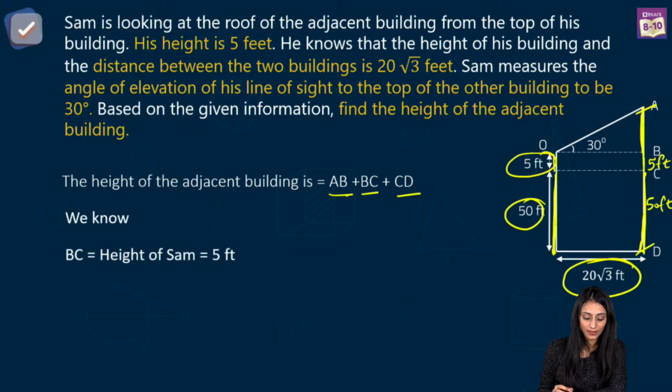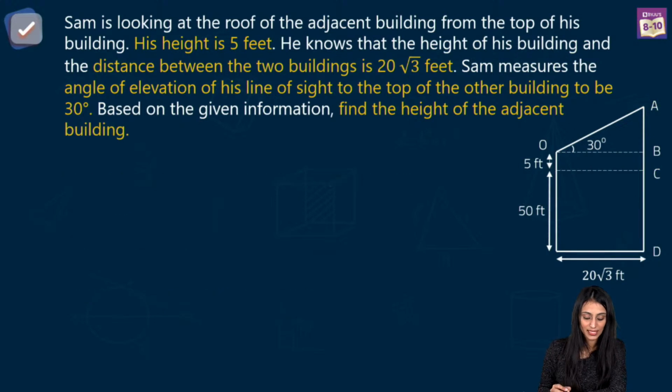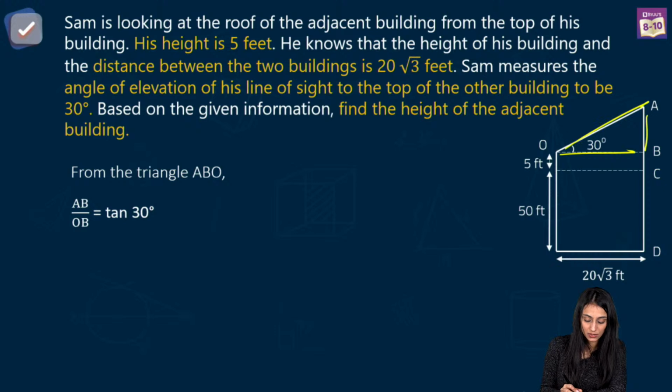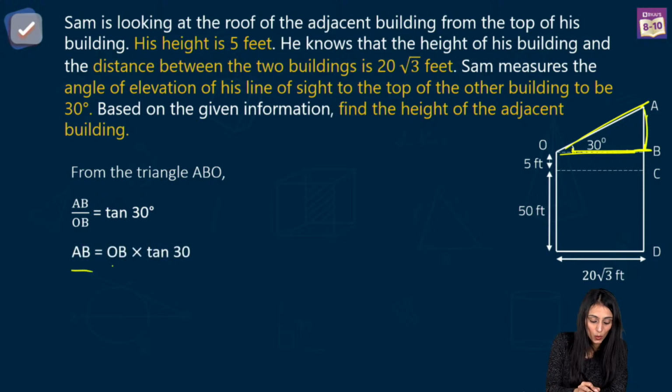Now we know one thing, that this is Sam's height, 5 feet. CD is the height of the building, that's 50 feet. From this triangle ABO, tan 30 would be what? That's AB by OB. So I can say that AB would be OB times tan 30 degrees, because I need AB, that's why I'm finding out its value.